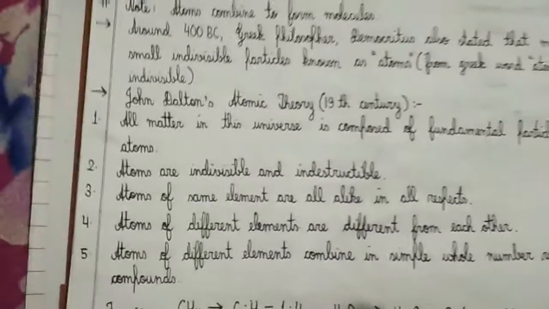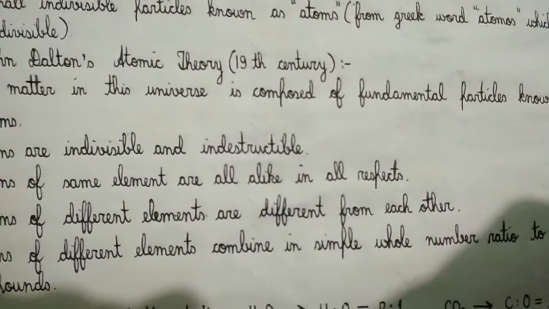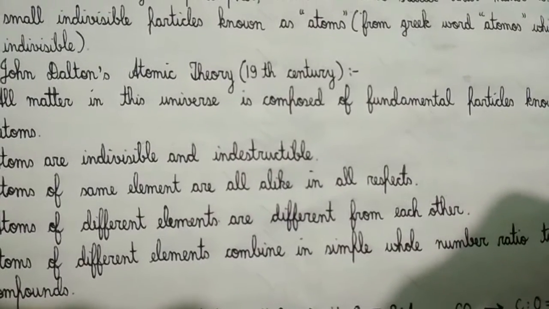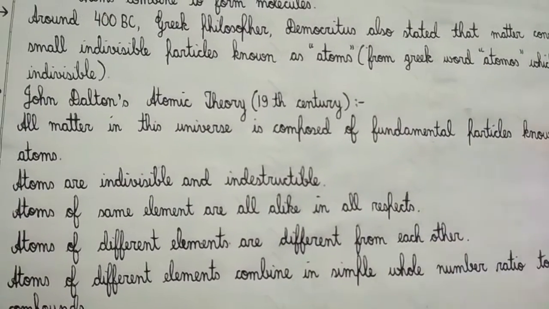The next point he stated was that atoms of different elements will be different from each other. For example, an atom of carbon and an atom of oxygen will be different from each other. A carbon atom will have a mass different from an oxygen atom.